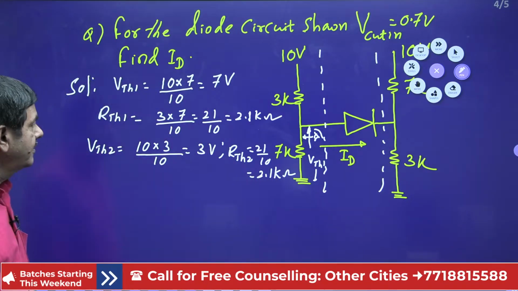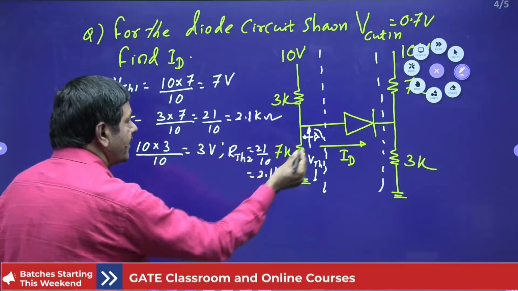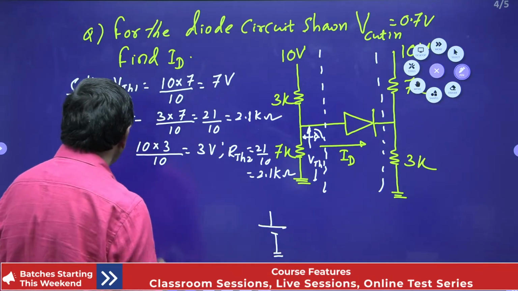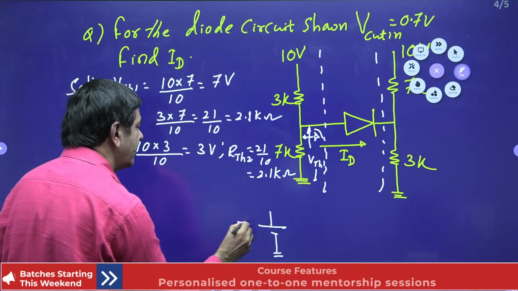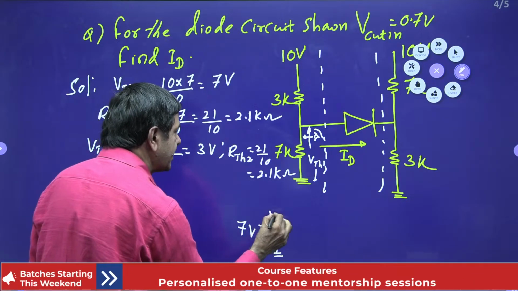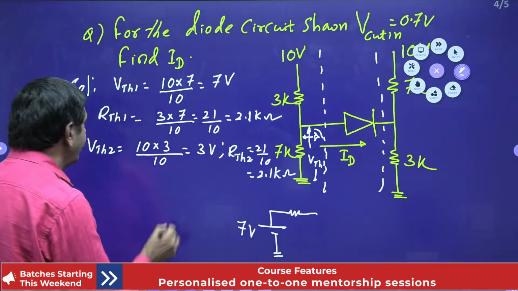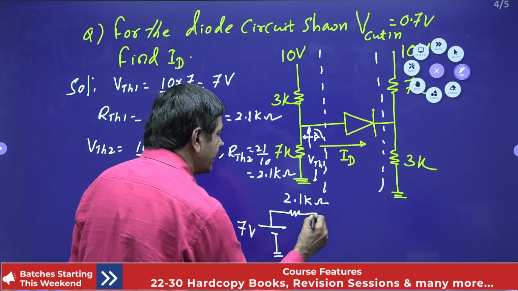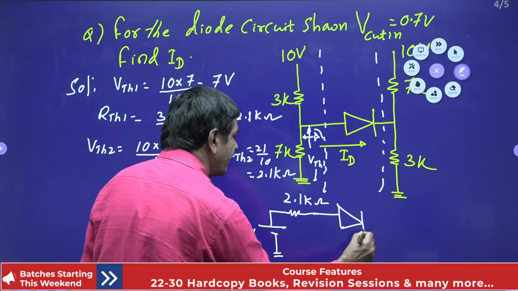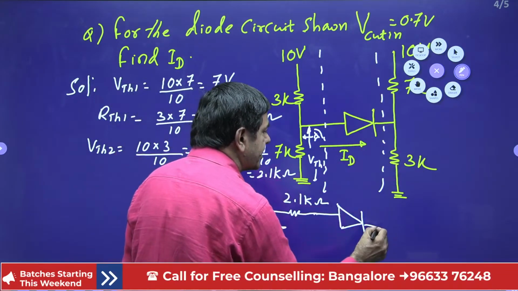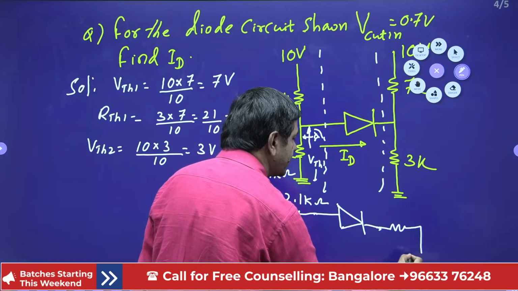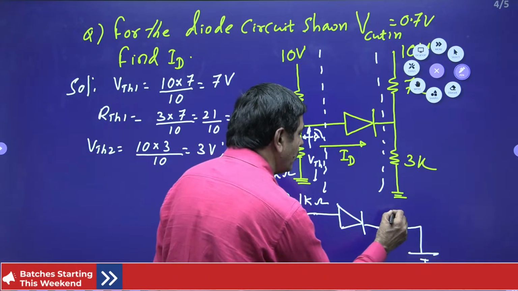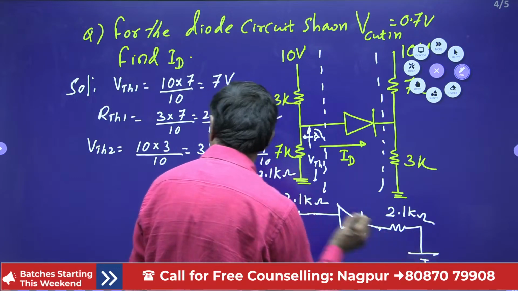Once you simplify it in such a way, you can redraw this network. This side we get one Thevenin's voltage, VTH1, which is 7 volts. According to Thevenin's, a resistor must be in series with the voltage, Thevenin's resistance, that is 2.1 K. And here the diode is to be connected, the same diode on this side. Here also the Thevenin's equivalent circuit is required: one resistance with a battery. The resistance is the same, 2.1 kilo ohms, and this voltage is 3 volts.